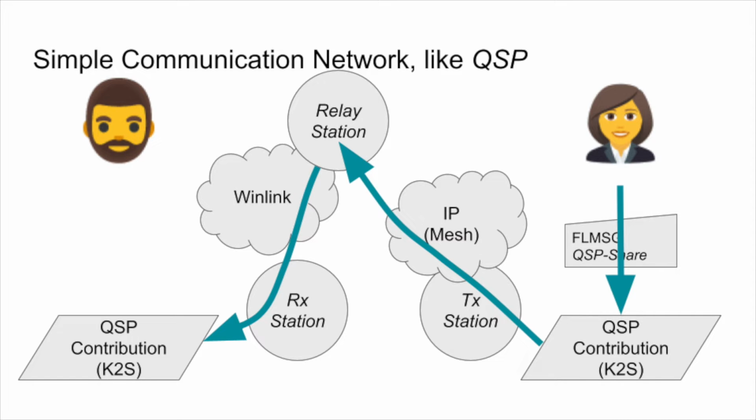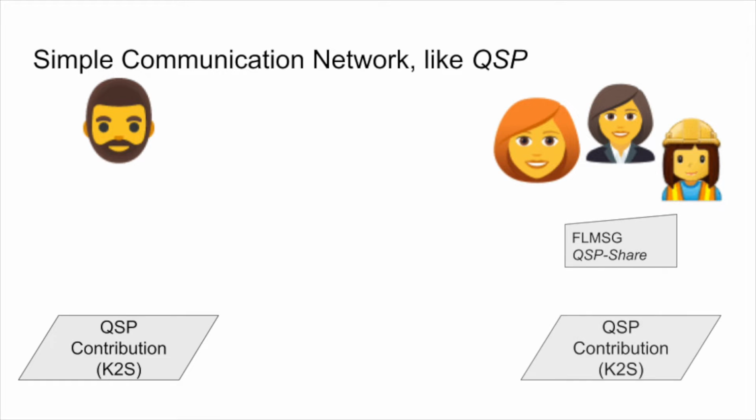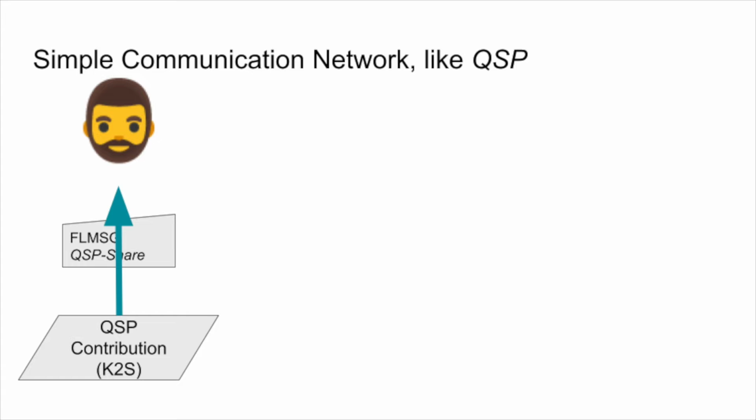In any case, this illustrates the point that there can be relay that will perform a function of gateway from one system to another. In any case, any one of our contributors is able to rely on their radio operator and the network that the radio operator is using to be able to get that K2S file to the QSP editor.